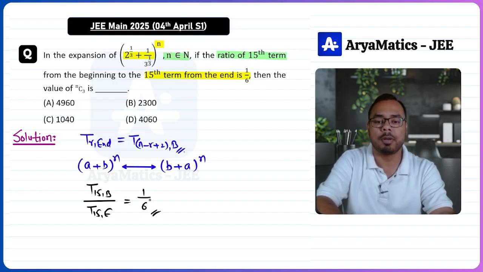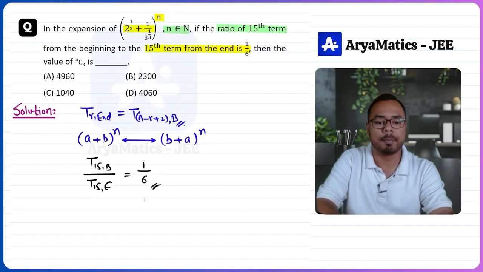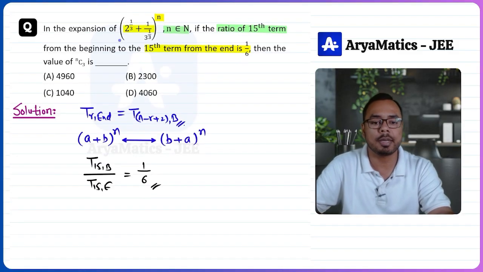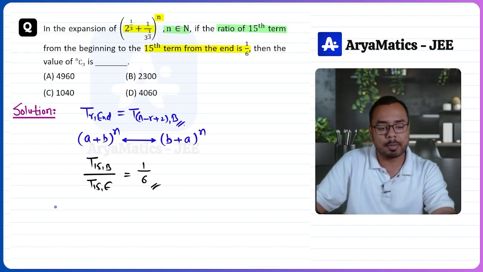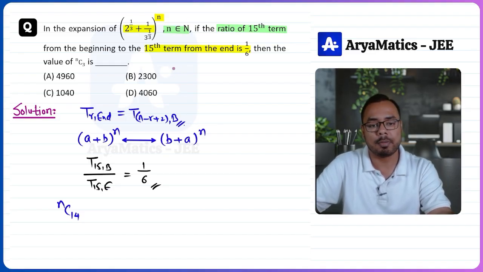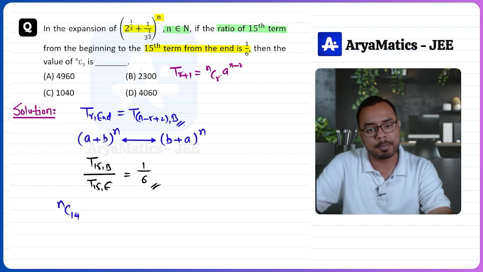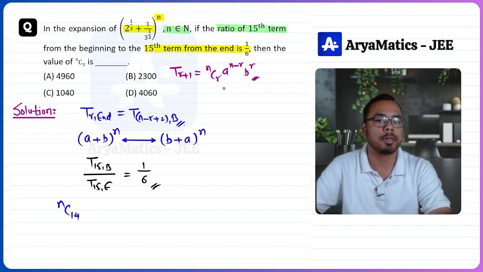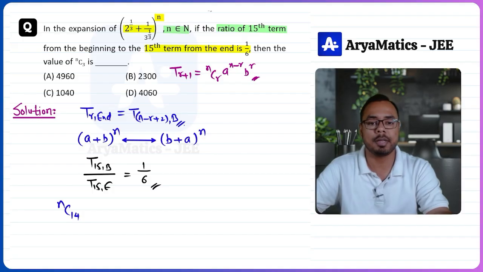Now we have a standard formula for finding a particular term from the beginning. If I need T15 from the beginning, it will be nC14. Maybe I'll write the general formula also. If I need T(r+1) in (a + b)^n, then it is nCr a^(n-r) b^r. This is the standard formula for finding a particular term from the beginning.